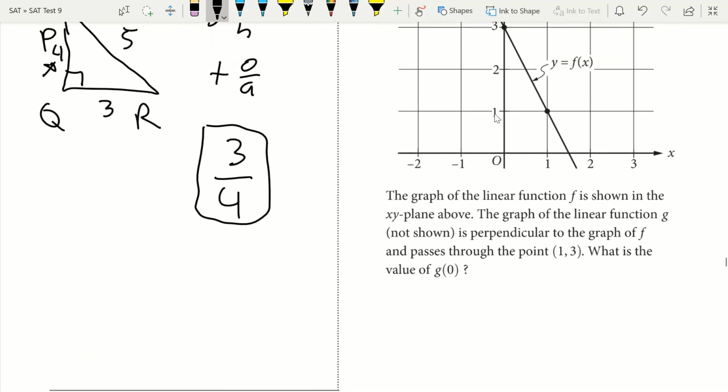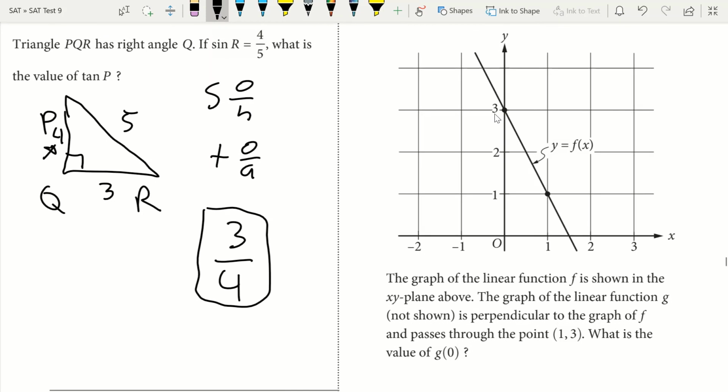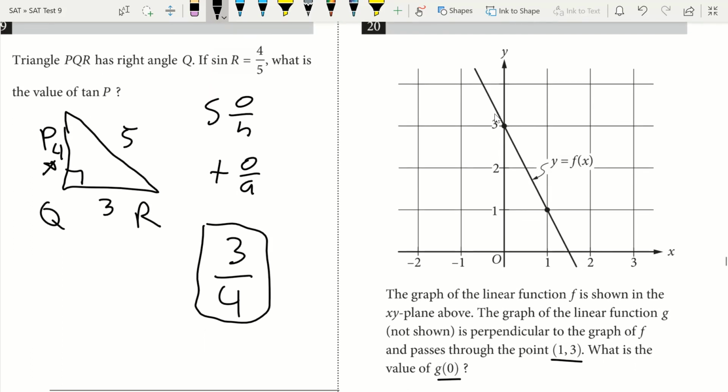Question 20. The graph of the linear function f is shown in the xy plane above. The graph of the linear function g, not shown, is perpendicular to the graph f and passes through the point 1, 3. What is the value of g of 0? All right, well, what do we know? We know that we pass through this point 1, 3, and we know we're perpendicular.